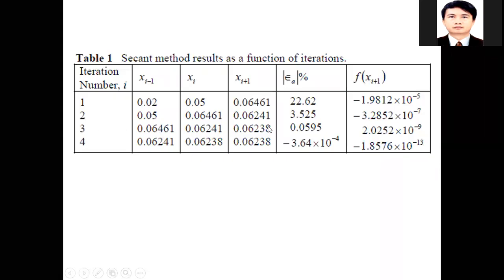So as you can see, the value of our x sub i plus 1, okay, it's almost the same, no? 0.06238. And our error is almost negligible now, no? Almost close to a zero value if you take the absolute value. So the answer here would be 0.06238. So this is the value of x.